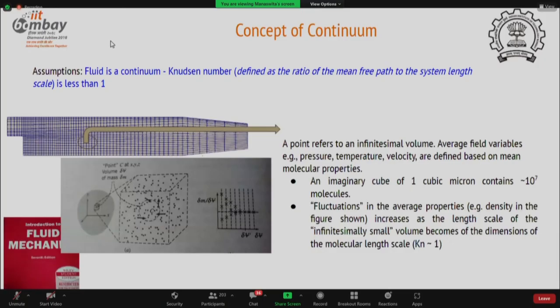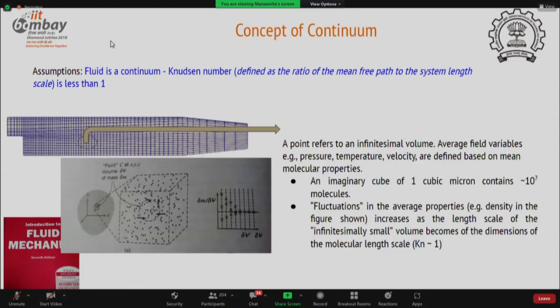So these points represent average properties, averaged over what? Averaged over the molecules, right? And then we get the field variables, which we use in all our macroscopic equations: pressure, temperature, density, velocity, etc.